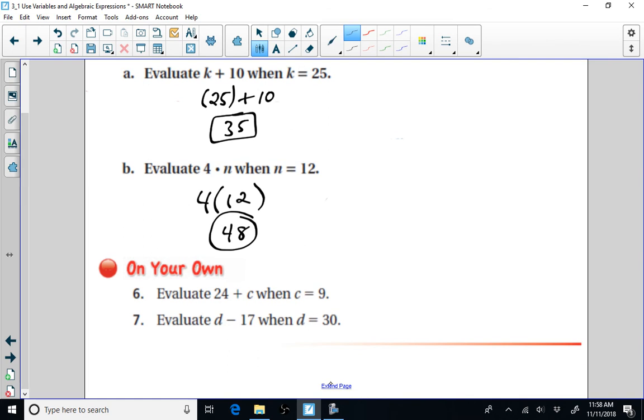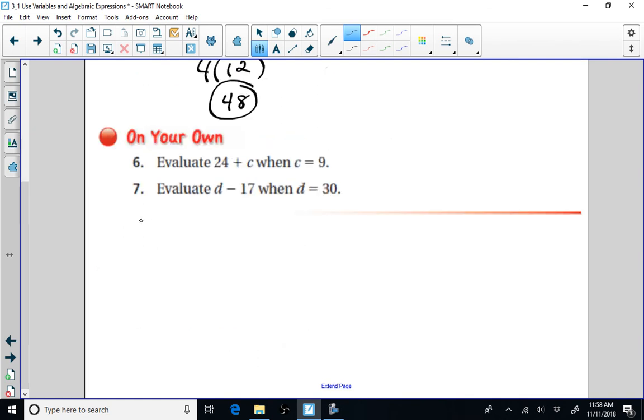Let's look at example 6. Right, I'll do it down here. Problem 6. I want to evaluate 24 plus c, or plus a number, when c is equal to 9. So this is going to be 24 plus, instead of writing c, I put parentheses and I put 9 in the parentheses because we're replacing c with 9. 24 plus 9, that's going to be 33 when I evaluate that expression for c is equal to 9.